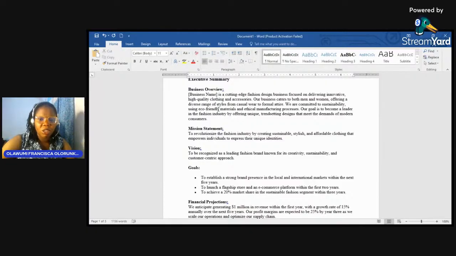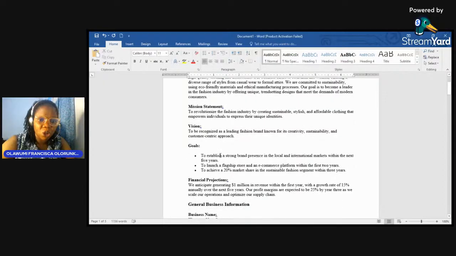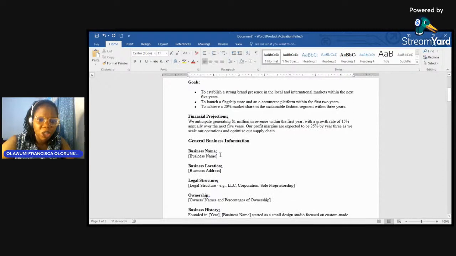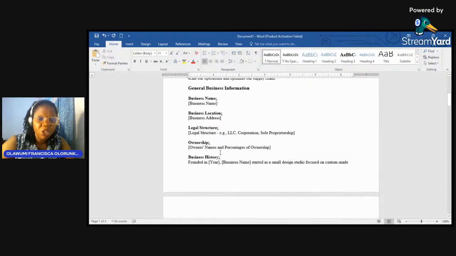So you're going to write your mission statement, your vision, your goals, your financial projection, the general information of your business, your location, the legal structure, if there is one. If you have a lawyer, you insert that, your ownership. If you're 100% the owner, you put that in. If it's a limited company and you have other directors, you put the names of the directors and then the percentage of the shares each of those directors own.